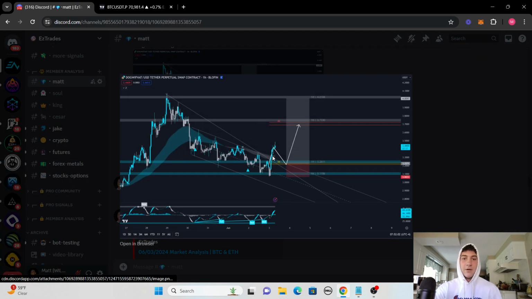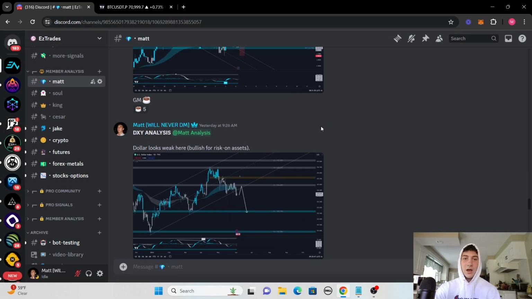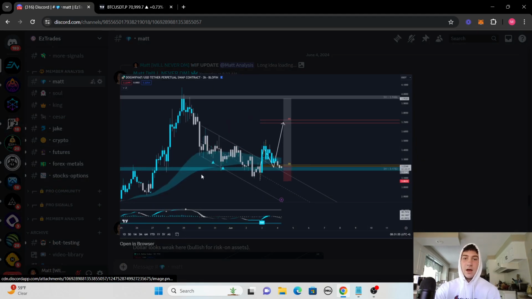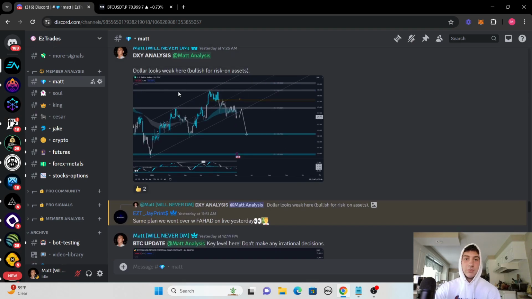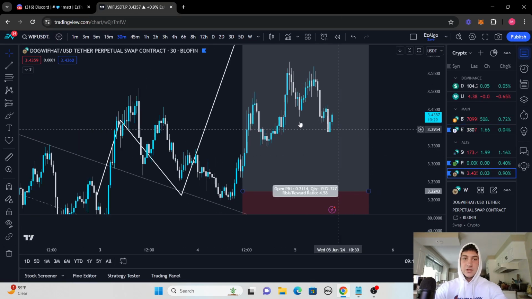As you can see, we broke out with a break of structure with a bias flip to the upside, and I was planning on longing that golden pocket, which we did, right here. I said, okay, I'm trying a WIF long here, and it's been going pretty well. So if you load up the WIF chart, let me show you guys where we got in.